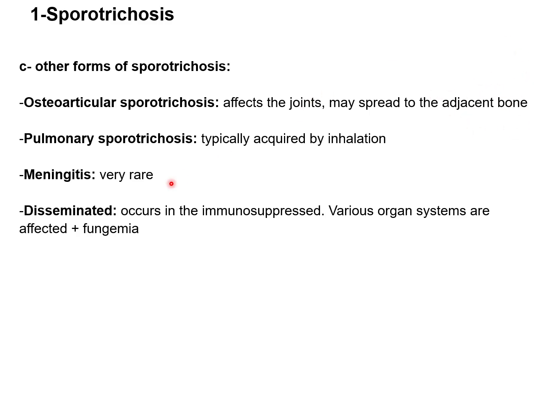Pulmonary sporotrichosis, and here in this case, instead of having acquired the infection by traumatic inoculation of the skin, penetration of the skin, this is due to inhalation of the agent. Meningitis is rare and dissemination is not common. It happens in the immunosuppressed. And in this case, you spread the agent to various organ systems. So you have spreading of the agent via blood. So fungemia might happen, and various organ systems are affected.